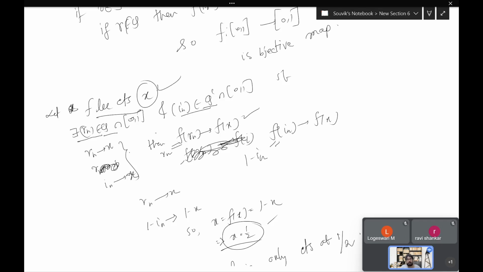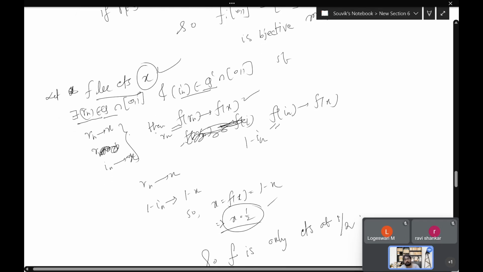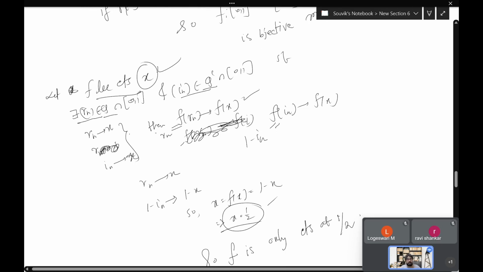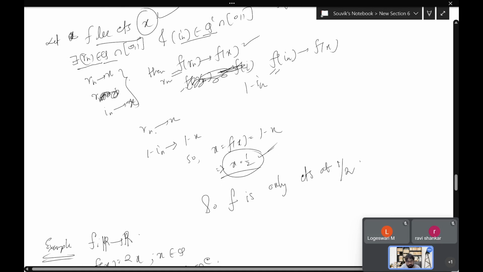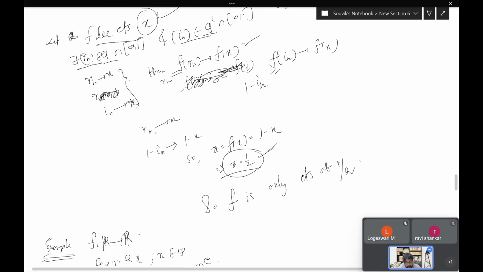So we start with an arbitrary x, assume that f is continuous at x, and finally get that x equals half. So it's only continuous at x equal to half. Okay, did you understand the solution? No, sir, I didn't get this.